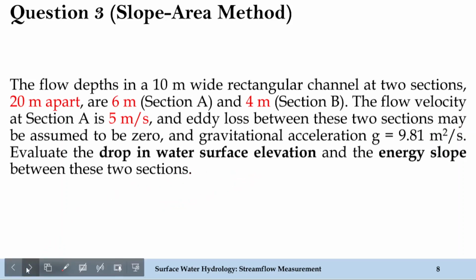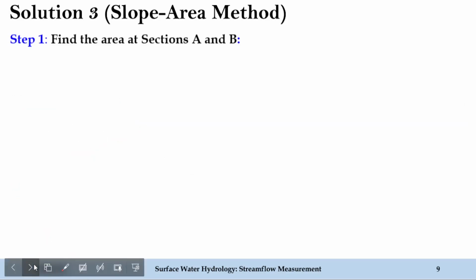Okay, so here we are required to find out two aspects, that is drop in water surface elevation and energy slope, for which the depth is provided, that is 6 meter and 4 meter at section A and section B, and the other dimensions included the width of the rectangular channel, and these two sections, that is section A and section B, are 20 meter apart. Also the velocity at section A, 5 meter per second, is given to us, and let's see how we can utilize this information to obtain drop in water surface elevation and the energy slope between these two sections.